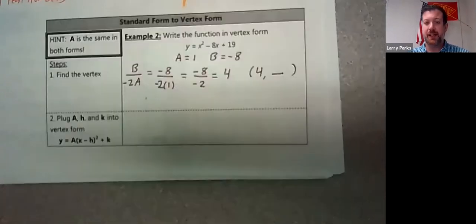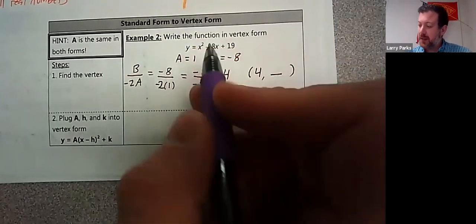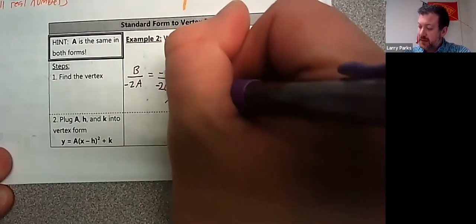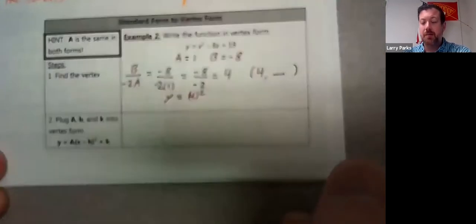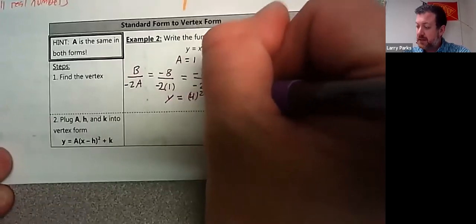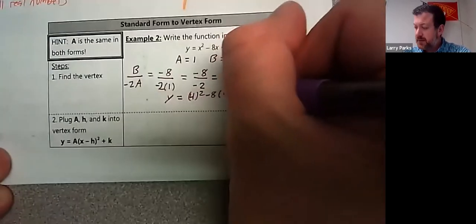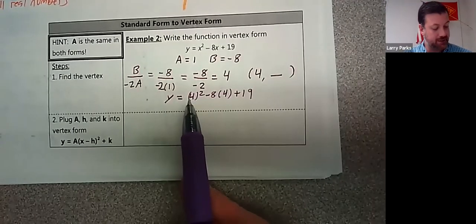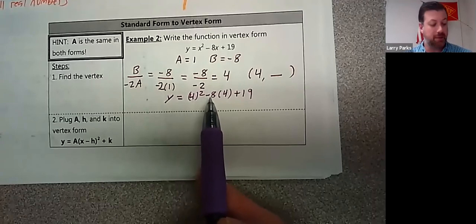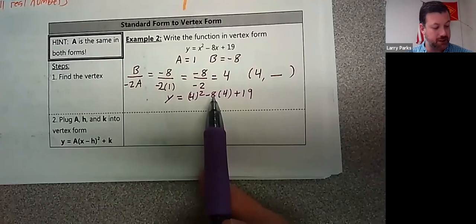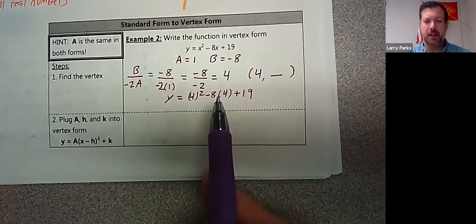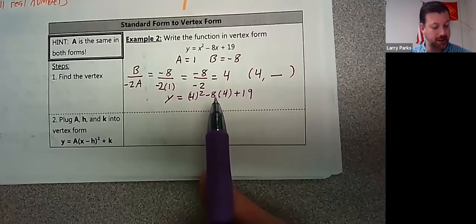Okay, so I need to plug 4 back into the function. So I'm going to plug 4 to find the y value. What is y? Y is 4 squared minus 8 times 4 plus 19. Let's see, 4 squared is 16. And then I'm going to take away 8 times 4, which is minus 32. And then I'm going to add 19. Let's see, 16 minus 32 plus 19 is 3.